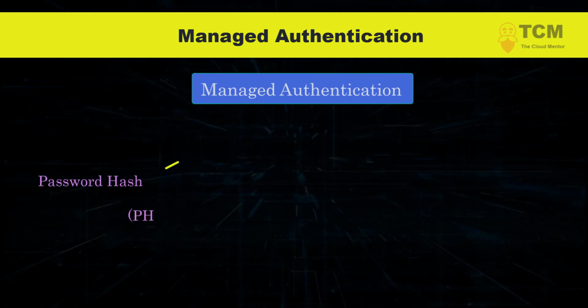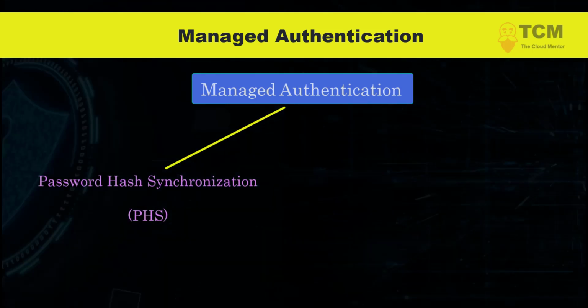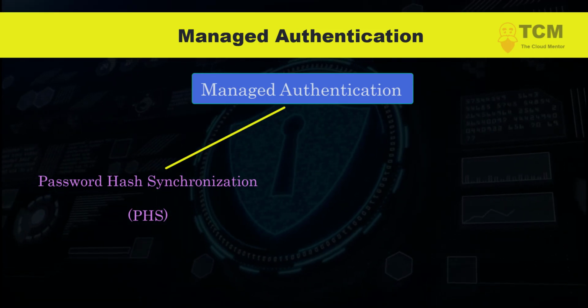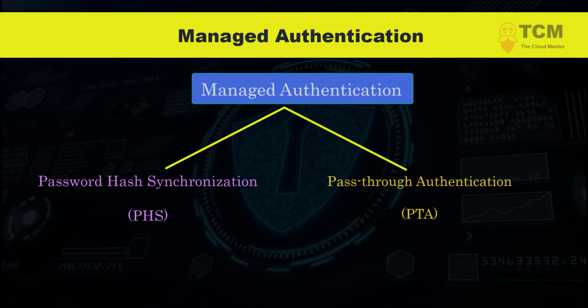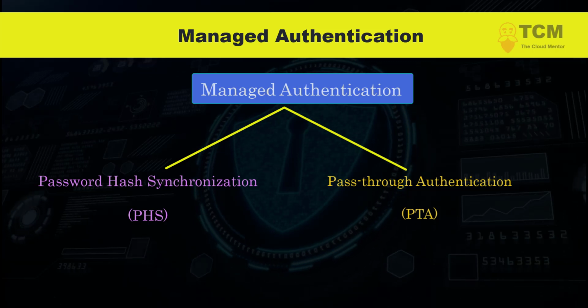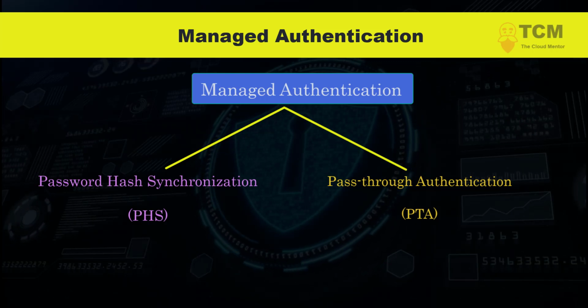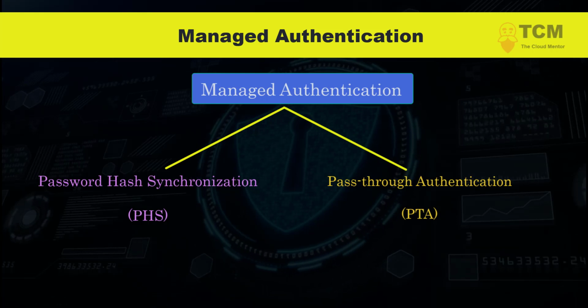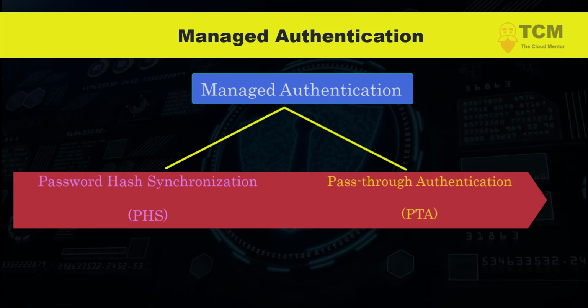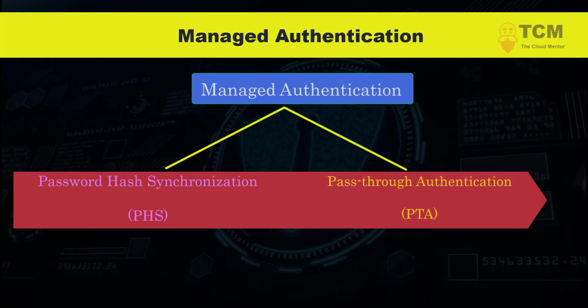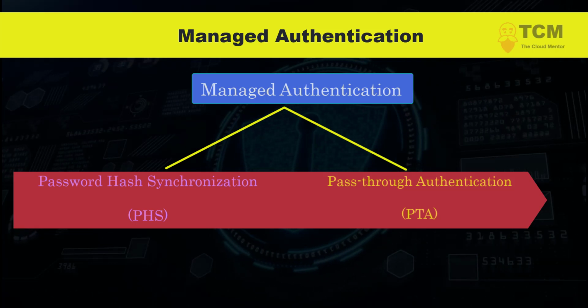Now, within managed authentication, we have two types of authentication. One is password hash sync, also abbreviated as PHS, and then there is pass-through authentication, which is abbreviated as PTA. Password hash sync is where Azure Active Directory performs the authentication itself, and PTA is where Azure Active Directory will let the Active Directory on premises perform the authentication.